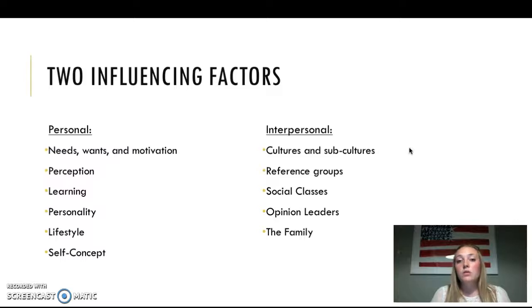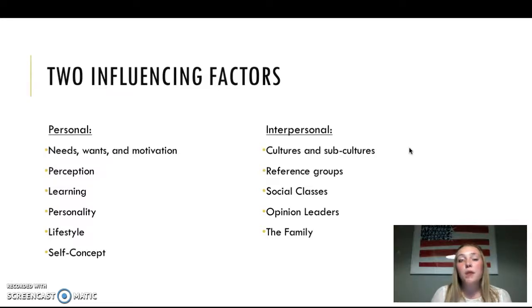And then interpersonal is cultures and subcultures. A lot of people purchase hospitality services because they want to experience new cultures, immerse themselves in new cultures, stuff like that. Reference groups are those relationships with people that tell you about places or hotels, airlines, etc.